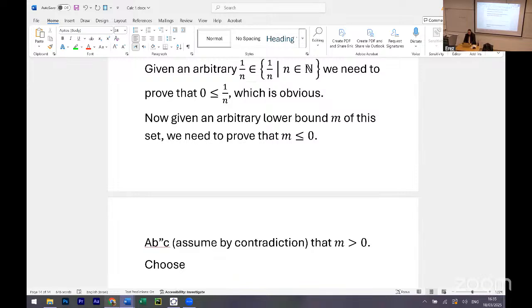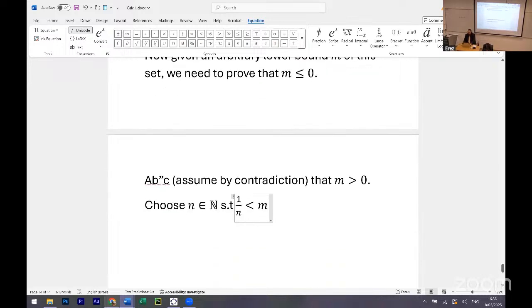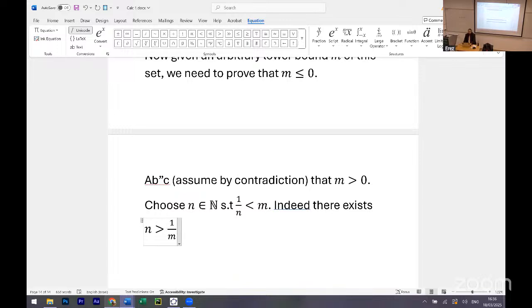Choose a natural n such that 1 over n is smaller than M. Why are we able to do this? Indeed, there exists n which is larger than 1 over M. Do you agree with that statement? For any real number, there is a natural number larger than it. Does that make sense? Wherever on the real axis you choose a point, there will be a larger natural number. That's called Archimedes' law.